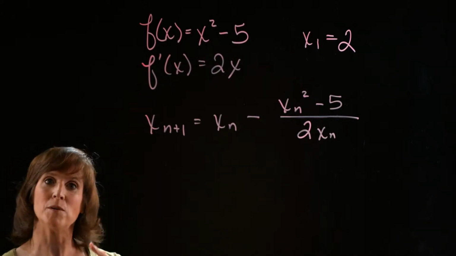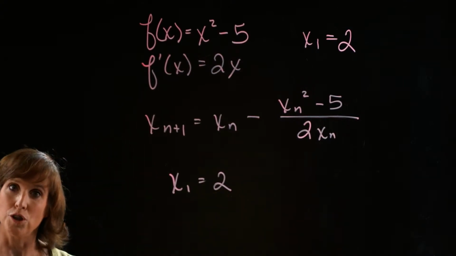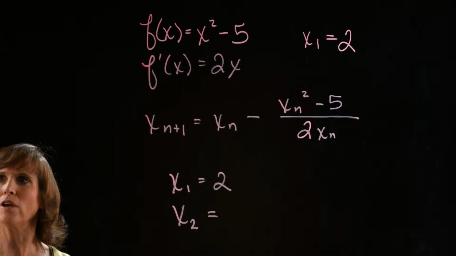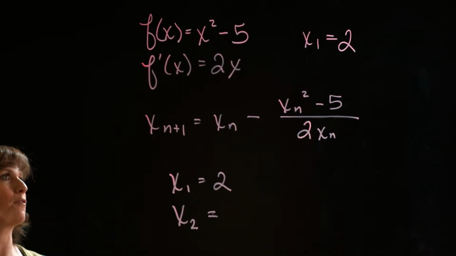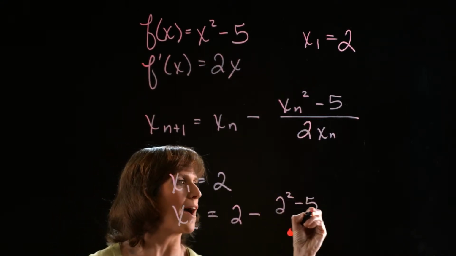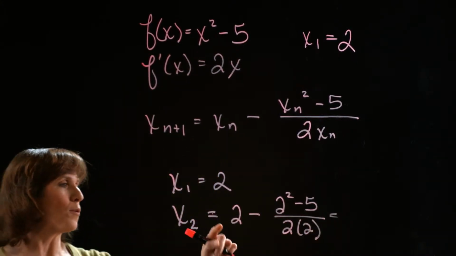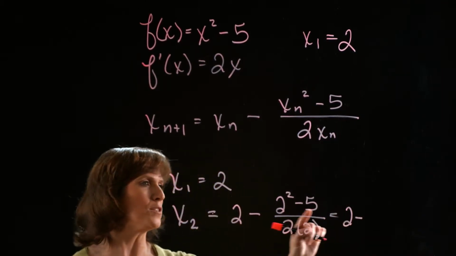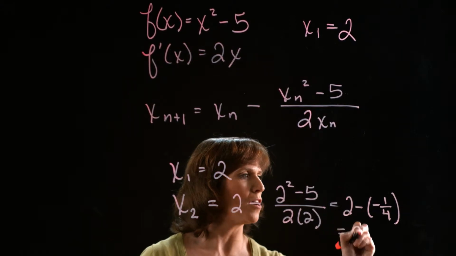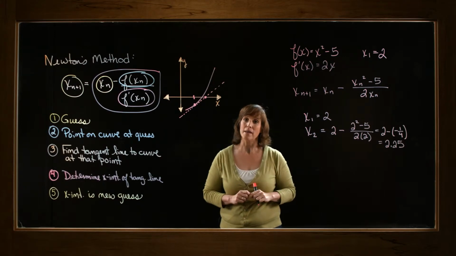In this particular case, I know my initial guess, x sub 1, is going to equal 2. I would like to calculate the next guess, so I plug it into my formula. I'm going to have 2 minus 2 squared minus 5 all over 2 times 2. So I'm going to have 2 minus negative 1 over 4, so I have a result of 2.25. That's my new guess.